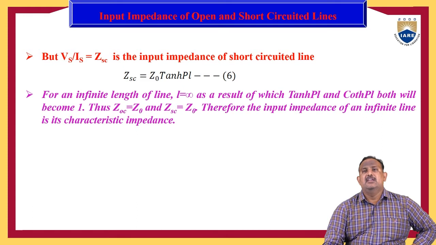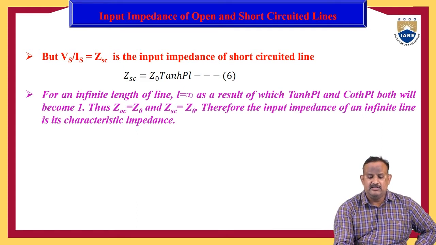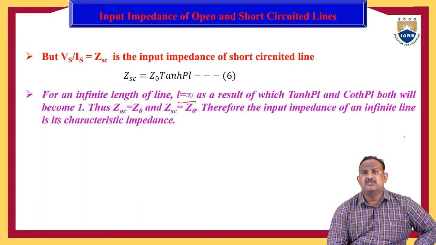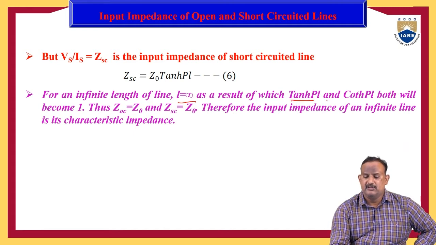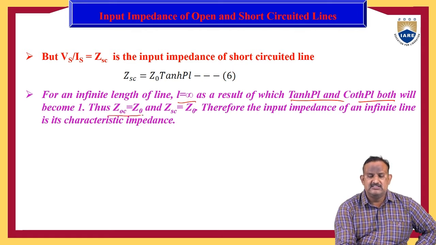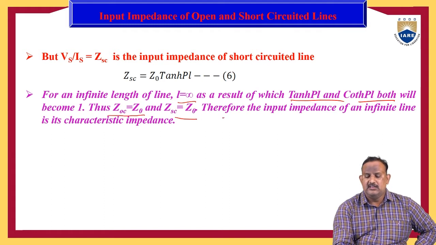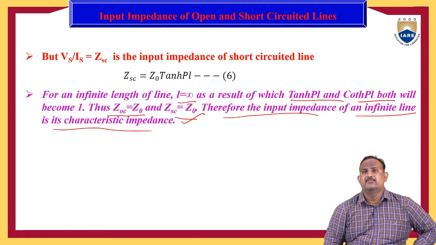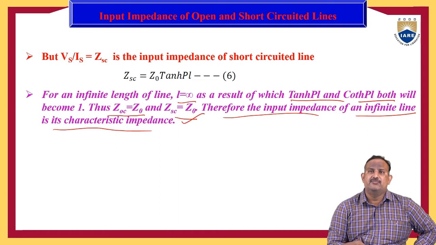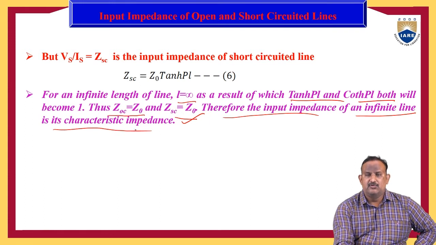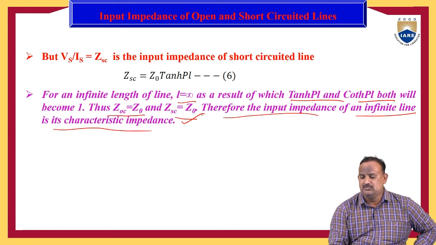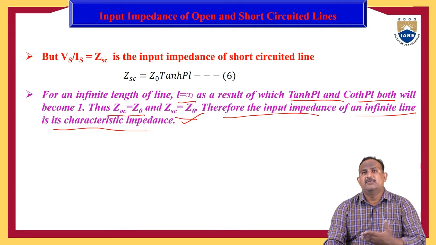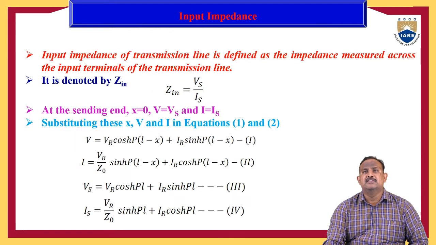So for an infinite length of line, L is equal to infinity, as a result of which tanh γL and coth γL both will become 1. Therefore, ZSC is equal to ZOC is equal to Z naught. Therefore, the input impedance of an infinite line is its characteristic impedance. So for an infinite line, ZOC is equal to Z naught and ZSC is equal to Z naught. Both short circuited and open circuited impedances are equal to the characteristic impedance.